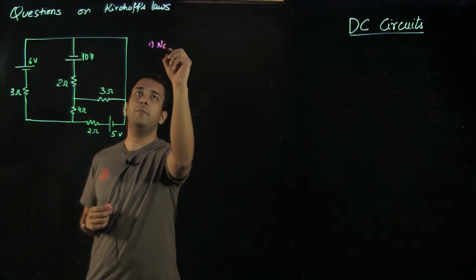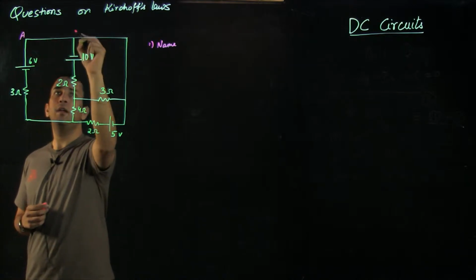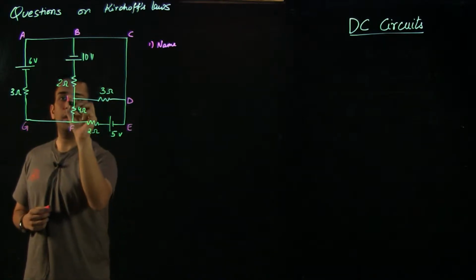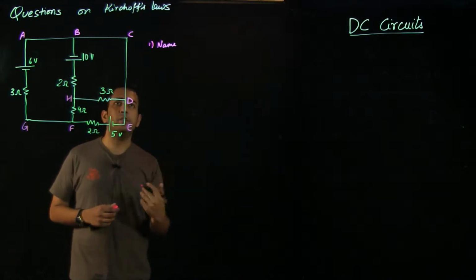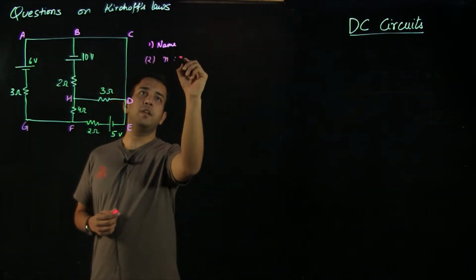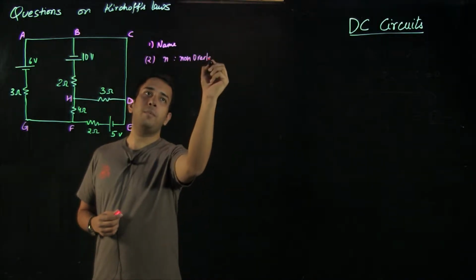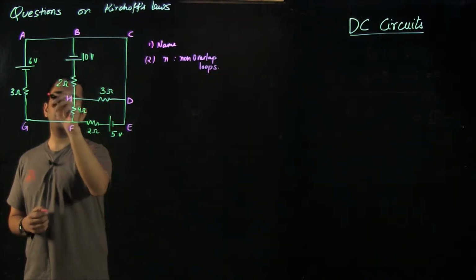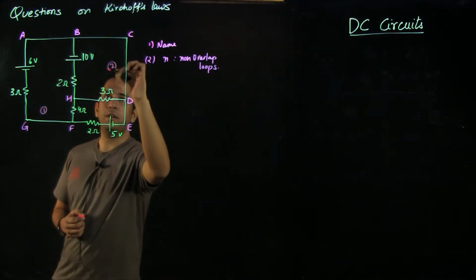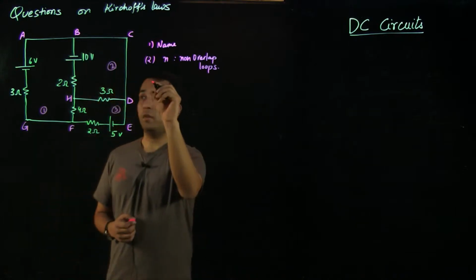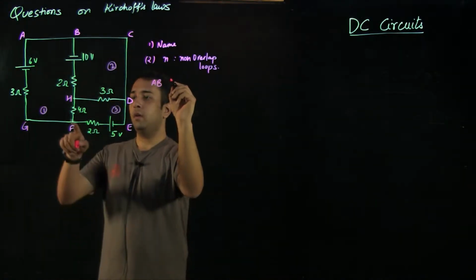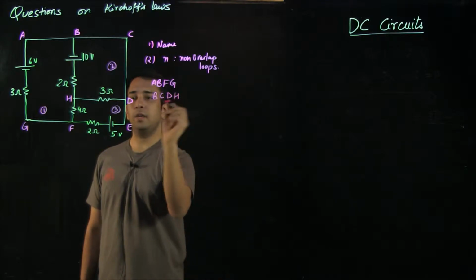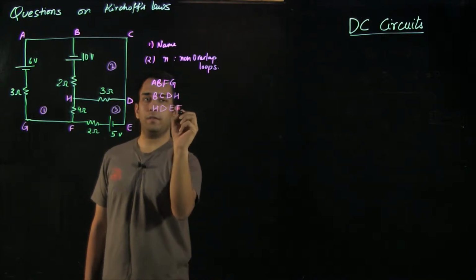First of all we'll name the corners. So let's say A, B, C, D, E, F, G and H. Now we have named all the corners. Let us identify N, the non-overlapping loops. Here we can identify that we have three non-overlapping loops. The first one is A, B, F, G. The second one is B, C, D, H, and the third one is H, D, E, F.